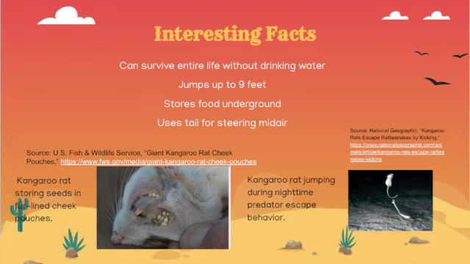Merriam's kangaroo rat can survive its entire life without directly drinking water because it obtains metabolic water from seeds. It can jump up to 9 feet in a single leap, helping it escape predators quickly. This shows how multiple adaptations work together to improve survival in extreme environments.